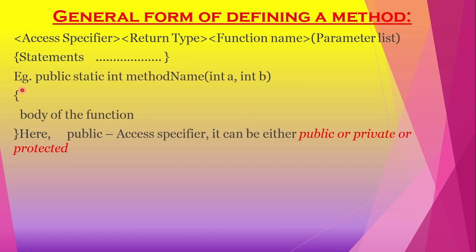See, one example I am going to show over here. See, public static int method name, int a, int b. This is the first line of the method declaration that I have specified here. Its example: public. See, access specifier.